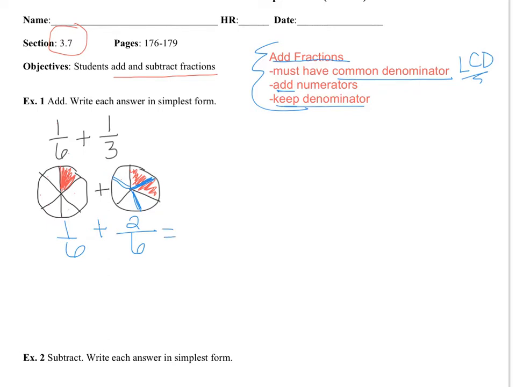Okay, so now I have a common denominator and I add the 1 plus 2, the numerators, and my denominator is the same. You do all that work to find the common denominator, don't lose it, okay? So it is 3/6, which we all know is 1/2. Okay, so there we go. We have eaten half of our pizza.